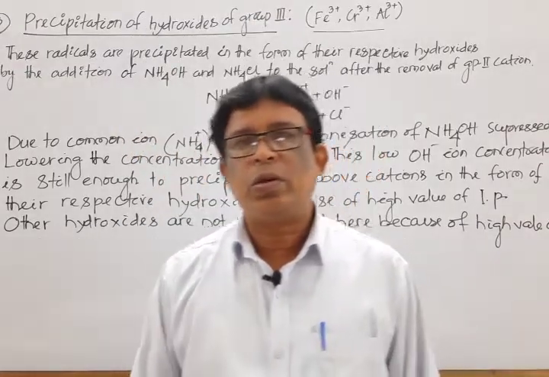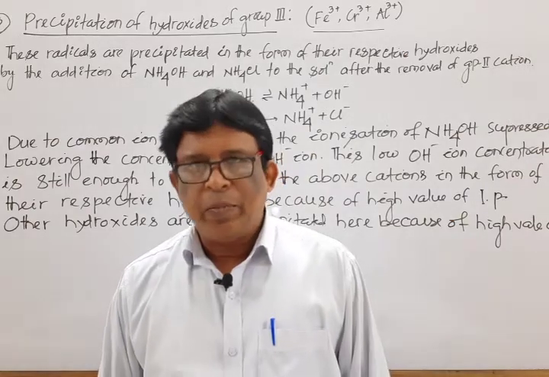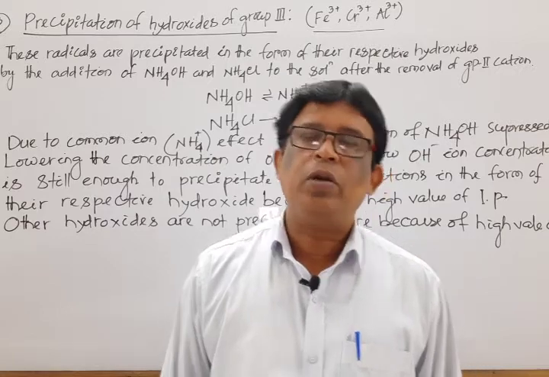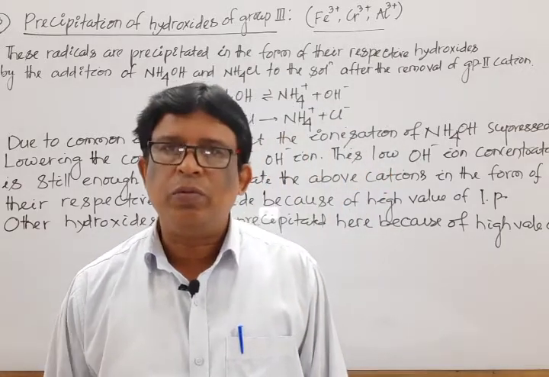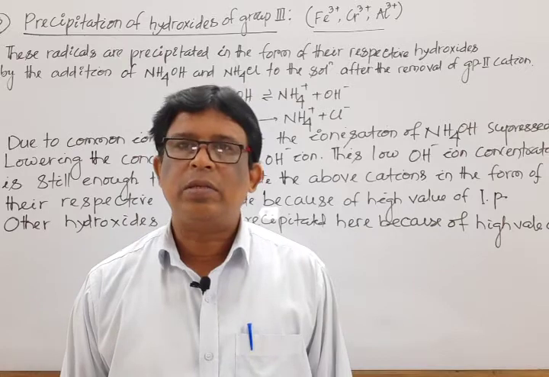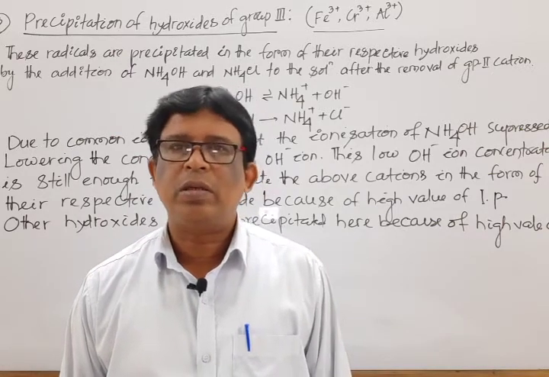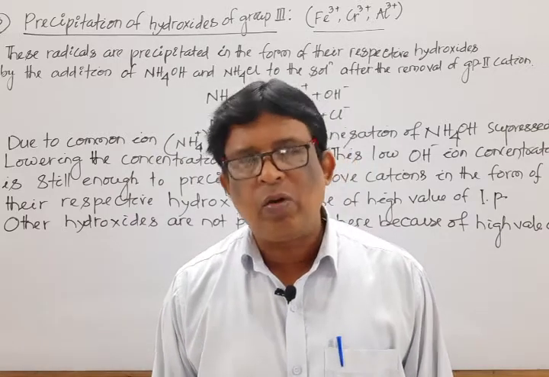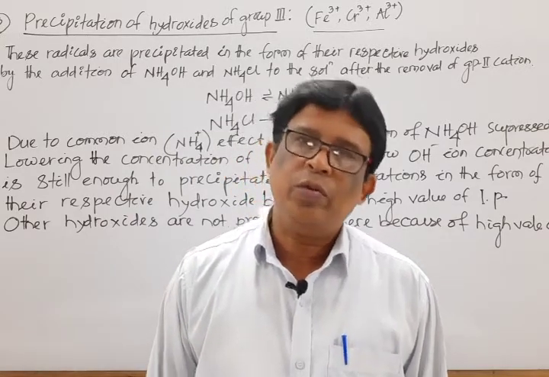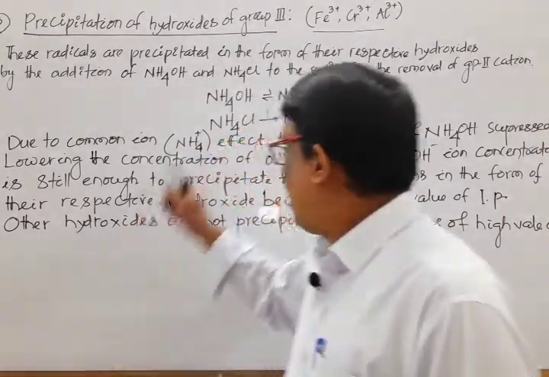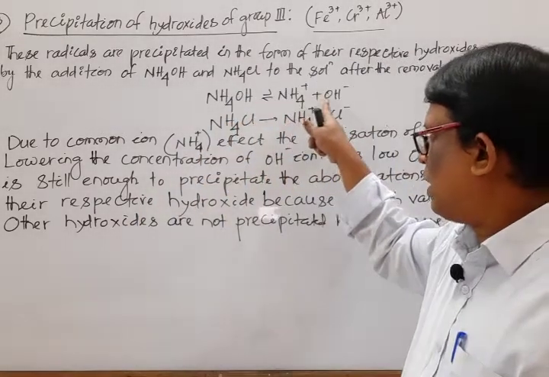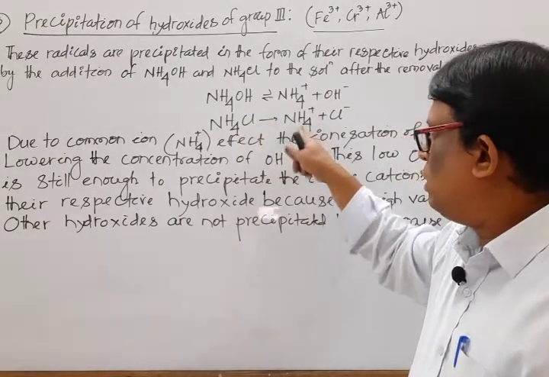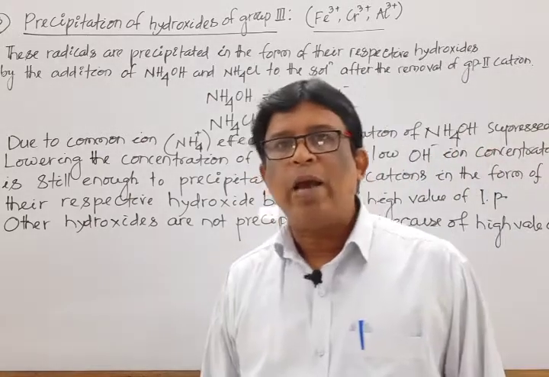Next, switch over to the third point, that is precipitation of hydroxides of the group 3 ions. Under group 3, the cations are Fe3+, Cr3+, Al3+, and the group reagent is ammonium hydroxide plus ammonium chloride. Mark that. Ammonium hydroxide, a weak electrolyte, dissociates partially. Ammonium chloride, a strong electrolyte, dissociates completely. From this it is observed that the ammonium ion is the common ion.